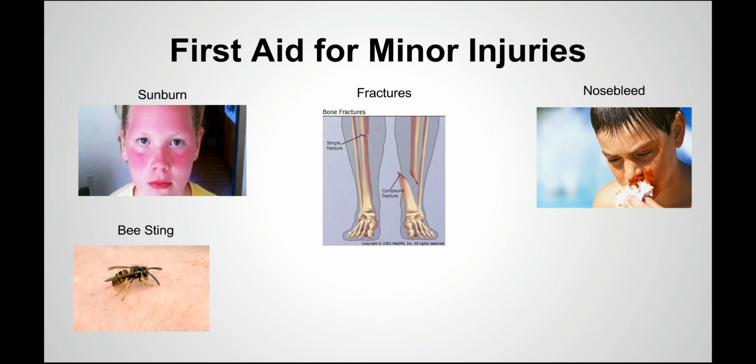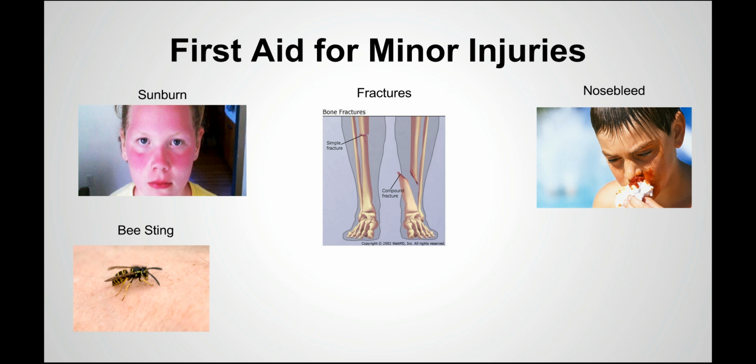Scrape the stinger out with the edge of a card or nail file. Next, clean with soap and water and put ice on the infected area. Finally, make sure the person you are caring for is not dizzy or having trouble breathing. If this is the case, then you need to call 911 because they are most likely going into anaphylactic shock.